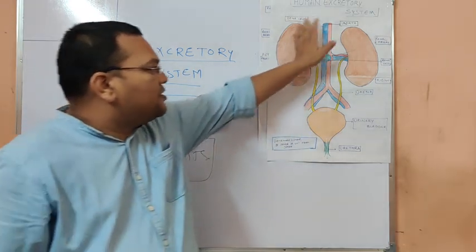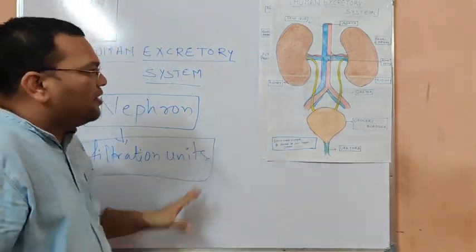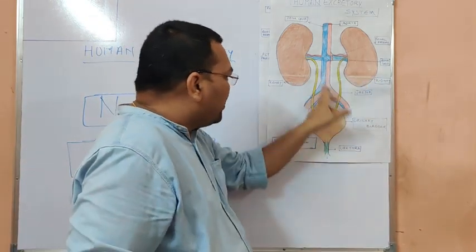So I think you understood this diagram. I'm coming to the next thing. Now here the two kidneys are there, the two ureters are there.